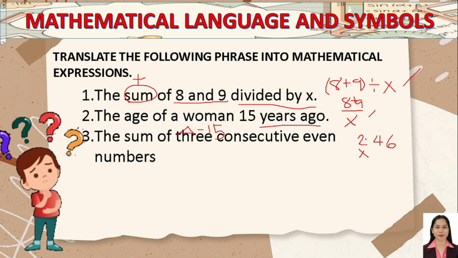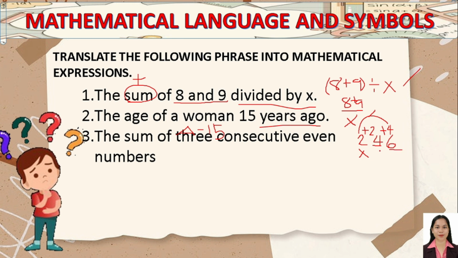So, ano yung i-add natin sa 2 para maging 4? You're going to add plus 2 to get 4. And, ano yung i-add natin sa 2 para maging 6? You are going to add 4 para maging 6 sa 2. So, 2 plus 2 is 4. Then, 2 plus 4 is 6.